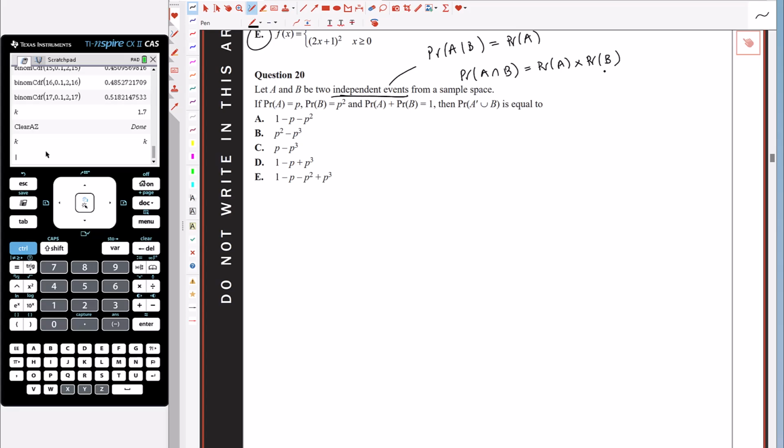Okay, probability of A is P, probability of B is P squared, probability of A plus B is 1, probability of not A union B is equal to. Okay, let's have a think about things here. Could probably set ourselves up some kind of diagram just to help us. So let's maybe do a Karnaugh map just to help us organise things.